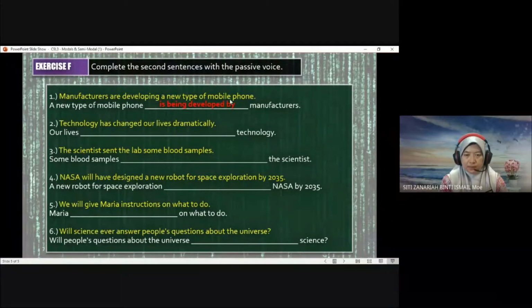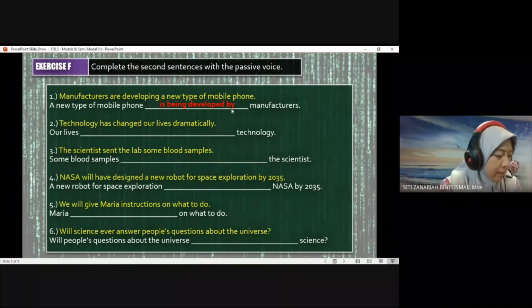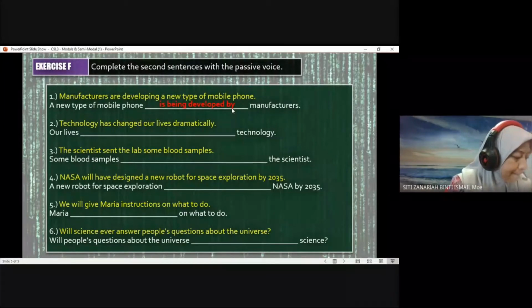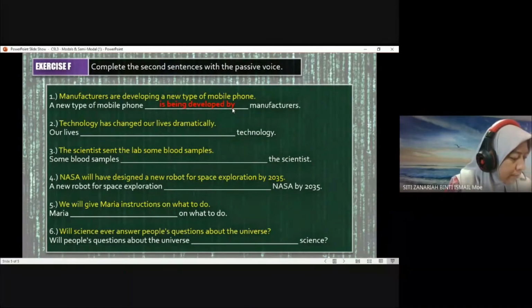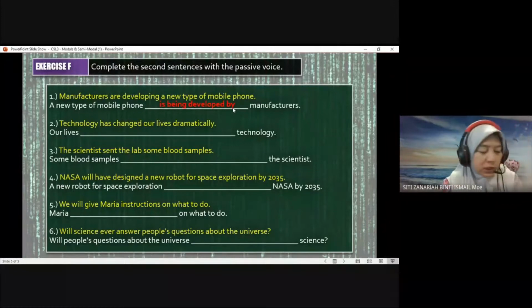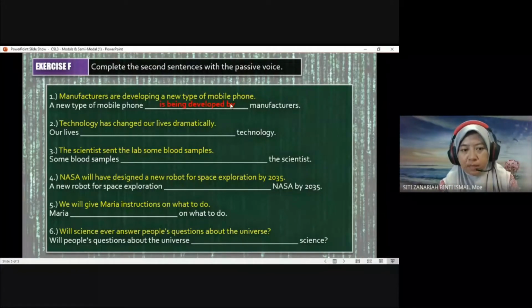By. To write the passive voice, it is important for you to change the verb to past participle form and use the word by. The purpose of using the word by is to show the agent. We mention the agent. The agent is manufacturers. By.